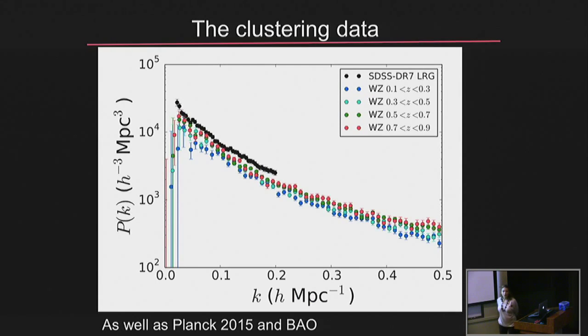And this is a figure of the actual observable. It's the galaxy power spectrum. This is the WiggleZ in the 4 redshift bins, and this is the LRG galaxies. We don't go beyond 0.2 because non-linearity gets important here, and we may try to model that, but there's uncertainty there, as well as Planck 2015 and baryon acoustic oscillation.